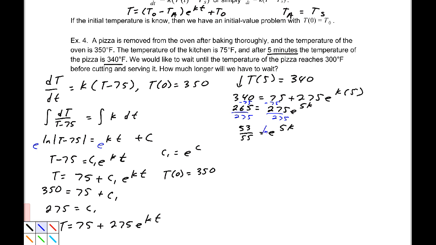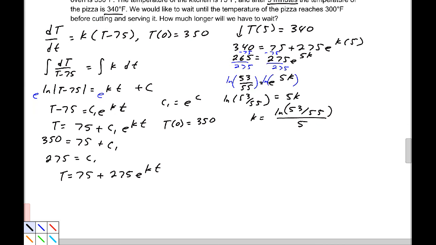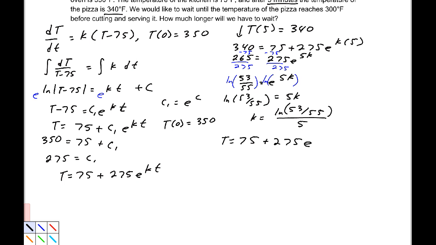We will apply the natural log to get, let's see, 5k equals natural log of 53/55, and then dividing by 5. So k is equal to natural log of 53/55 divided by 5. Making our particular solution, now we have a complete picture. T equals 75 plus 275 e to the, let's go ahead and make that an approximate value. Calculator, we can approximate that as negative 0.007408. So that is e to the negative 0.007408 t.